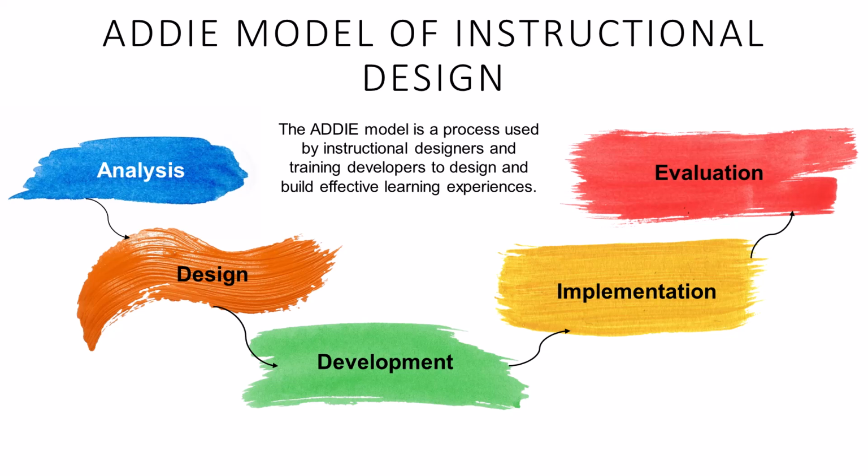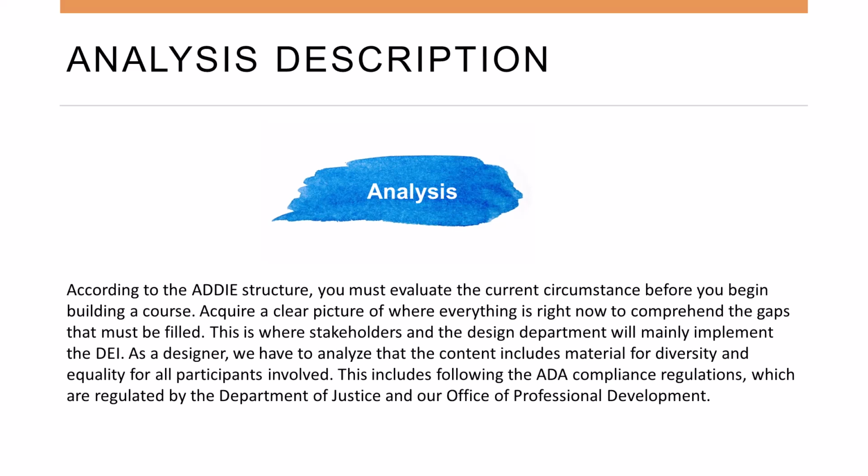The ADDIE model is a process used by instructional designers and training developers to design and build effective training learning experiences. According to the ADDIE structure, you must evaluate the current circumstances before you begin building a course. Acquire a clear picture of where everything is right now to comprehend the gaps that must be filled.